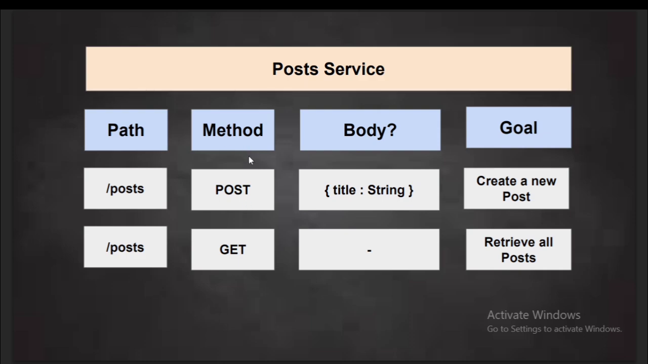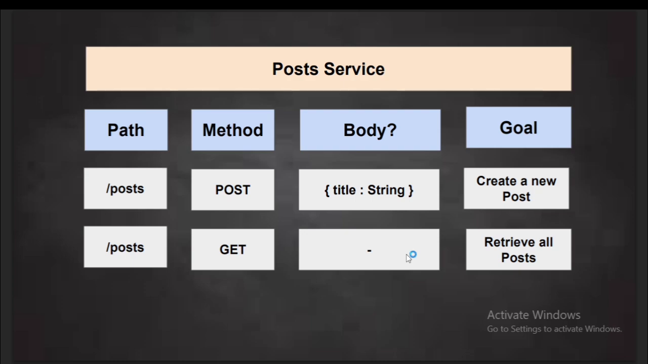So we have two methods, POST and GET. Whenever we are trying to create something, we use POST. Whenever we want to retrieve something, we use the GET method. So for creating a new post, we use the POST method, and whenever we use it to create, there has to be some body. Inside of it, we are going to use a title of type string. And for retrieving all the posts, we use the GET method, and whenever we use GET, we don't need any body.